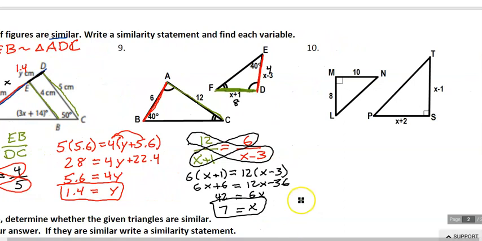Okay, one more. So again, let's just be very careful what we're saying goes together. So up 8 over x minus 1 should be in proportion to 10 over x plus 2.